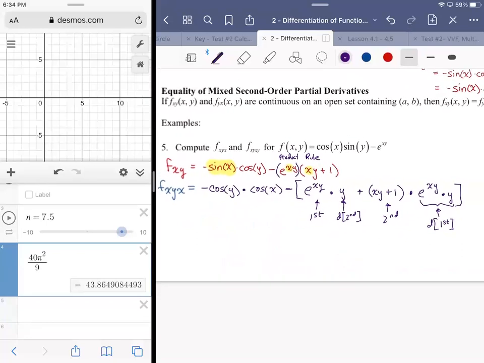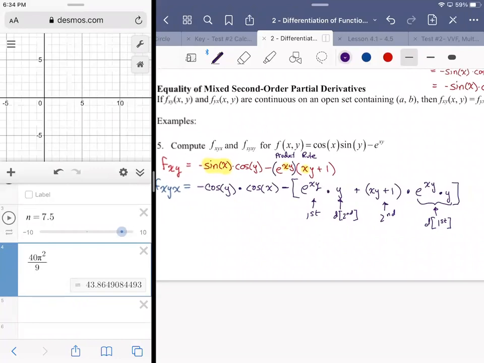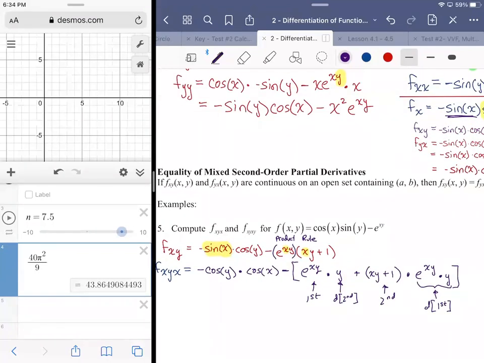All right. And since we have to take the derivative yet again, it definitely is in our best interest to simplify.